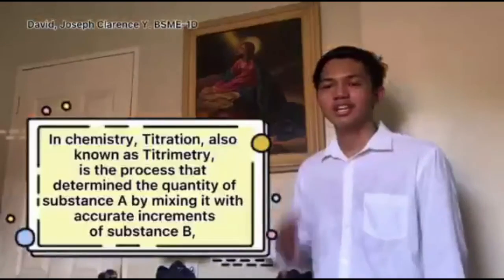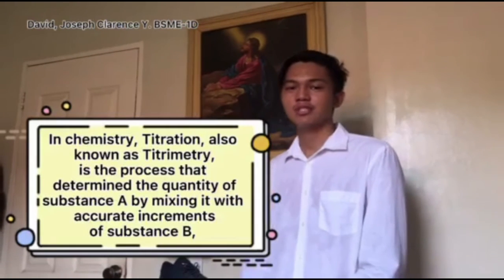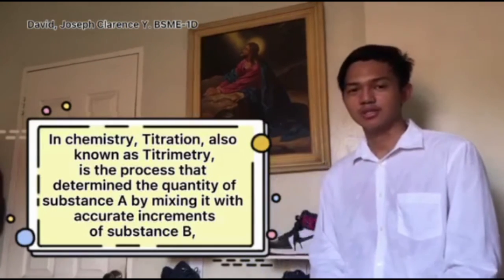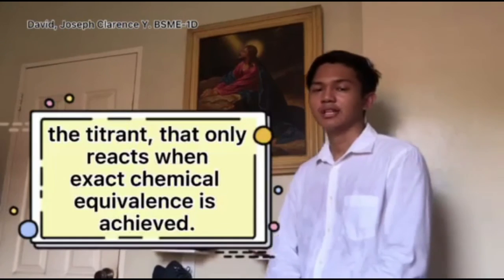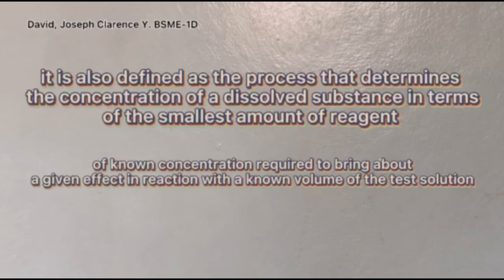To proceed, we are now going to discuss titration. In chemistry, titration, also known as titrimetry, is the process that determines the quantity of substance A by mixing it with exact increments of substance B. The titrant only reacts when exact chemical equivalence is achieved. According to Merriam-Webster, it is also defined as the process that determines the concentration of a dissolved substance in terms of the smallest amount of reagent of a known concentration required to bring about the given effect of a reaction with a known volume of the test solution.